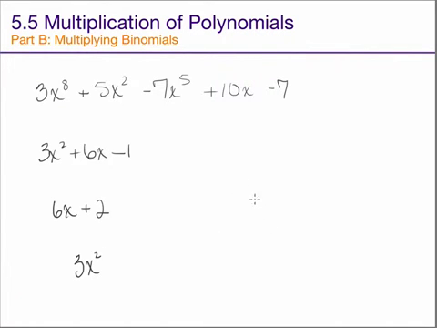So we're going to be multiplying things like 2x plus 1, that's one binomial, by another binomial, such as x minus 3. One binomial times another binomial. That's what this part's all about.